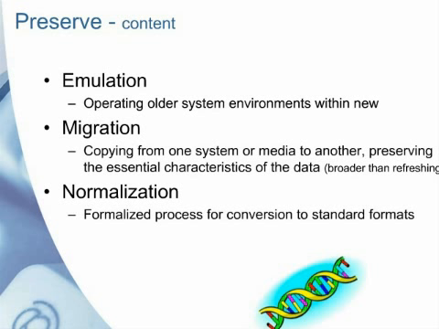Migration is copying from one system or media to another, which can include copying to a different type of media or system altogether. It is considered broader than refreshing, since some of the characteristics of the file may be changed during this migration process. Normalization is a popular approach and involves saving a native file to a common or open standard, such as PDF-A, XML, or scanning to a TIFF file. Typically, this approach also is matched with bitstream copying for further assurance that the specific characteristics of that file will be preserved for future generations.